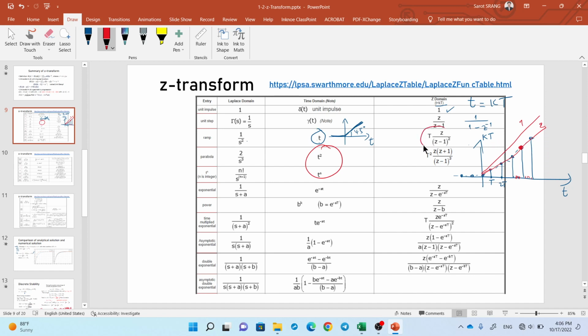Because if you use the inverse Laplace transform of this one, the inverse Laplace transform is one, you will get kt like this. And is this kt the same as the t when you choose? Is it the same? Yes, it is. The only difference is that you cannot access the function in between the sample times. Okay? So you must be aware of this.